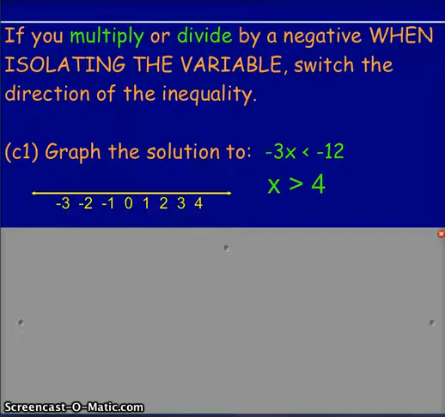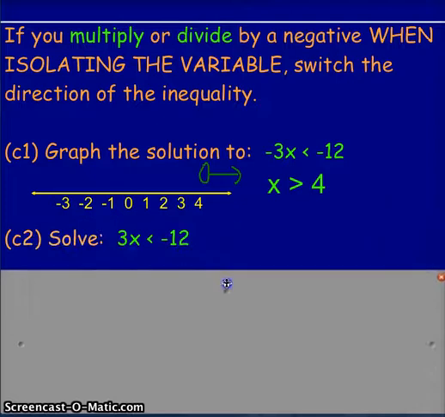If you remember to graph this, this would be an open circle on 4, and everything greater would be towards the right. This is not to be confused with this example where you're solving positive 3x is less than negative 12. Here you're dividing by a positive 3 to isolate the variable. So even though you do negative 12 divided by 3, this negative 12 was already negative. In order to isolate the variable, you're dividing by positive 3.